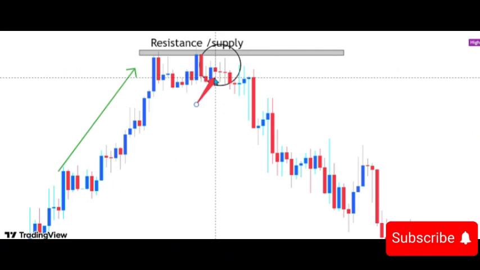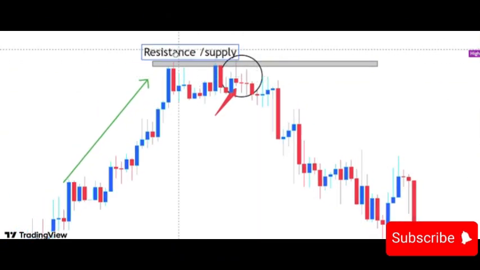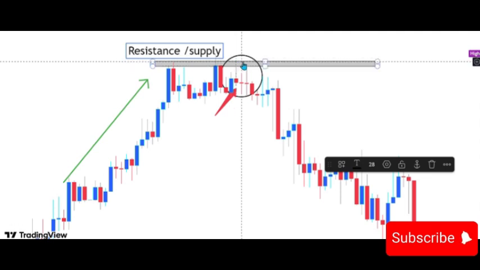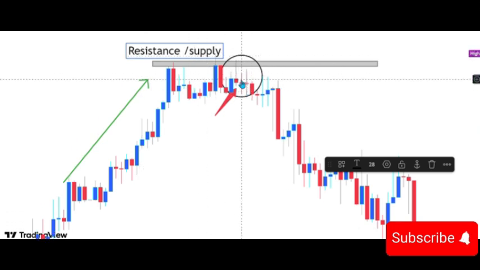As you can see, it has a long wick at the top. Okay, it has a long wick at the top here, and then a small body like an inverted hammer. So it is reacting to the resistance or supply zone. All right, so we are looking to sell after that, after the close of that shooting star.